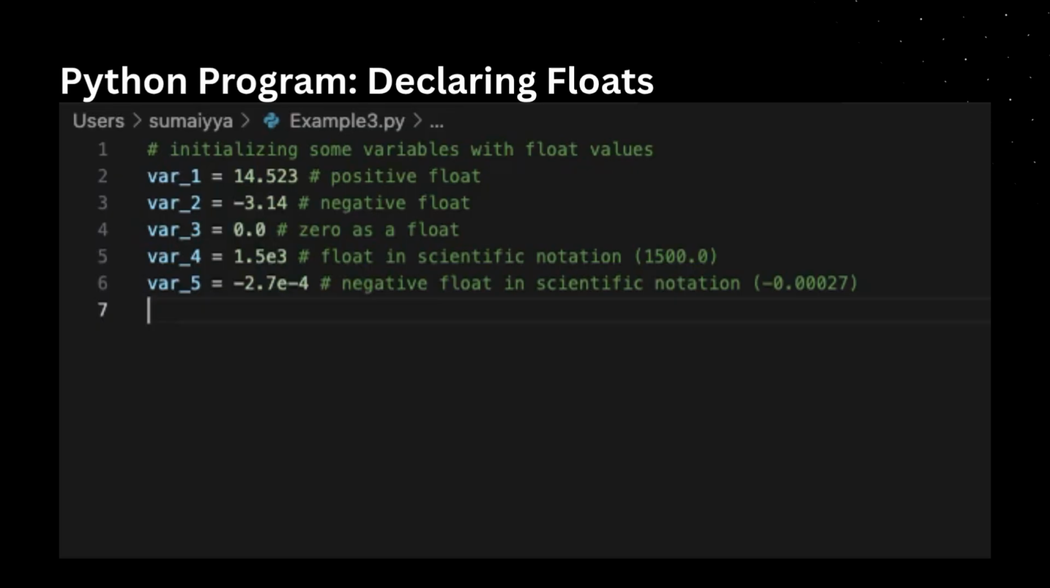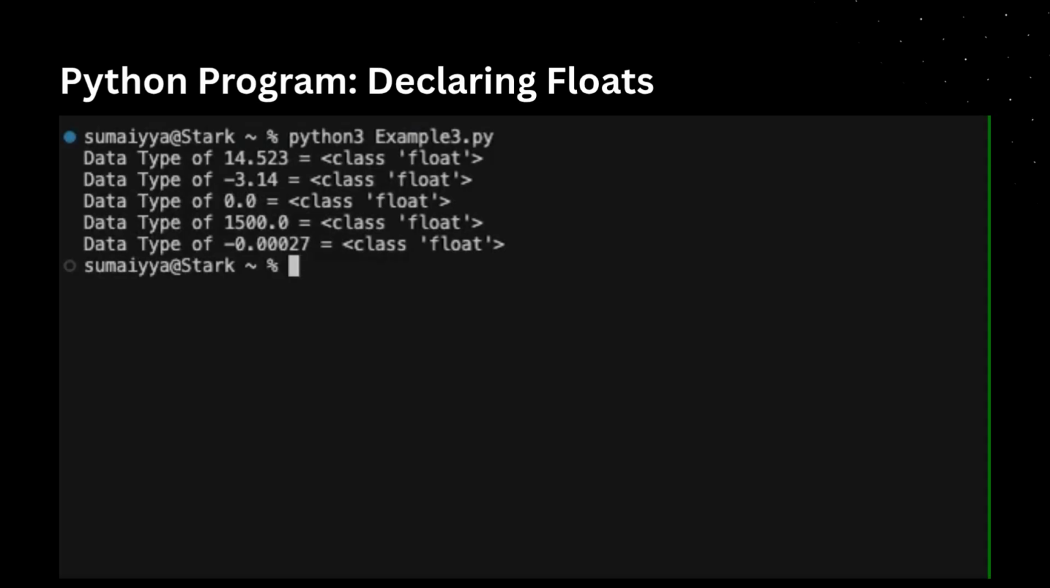For all these values, Python's float type follows the IEEE 754 standard and gives us precision up to 15 decimal places, which makes it very powerful for scientific and mathematical computation. And this is the output of the program.